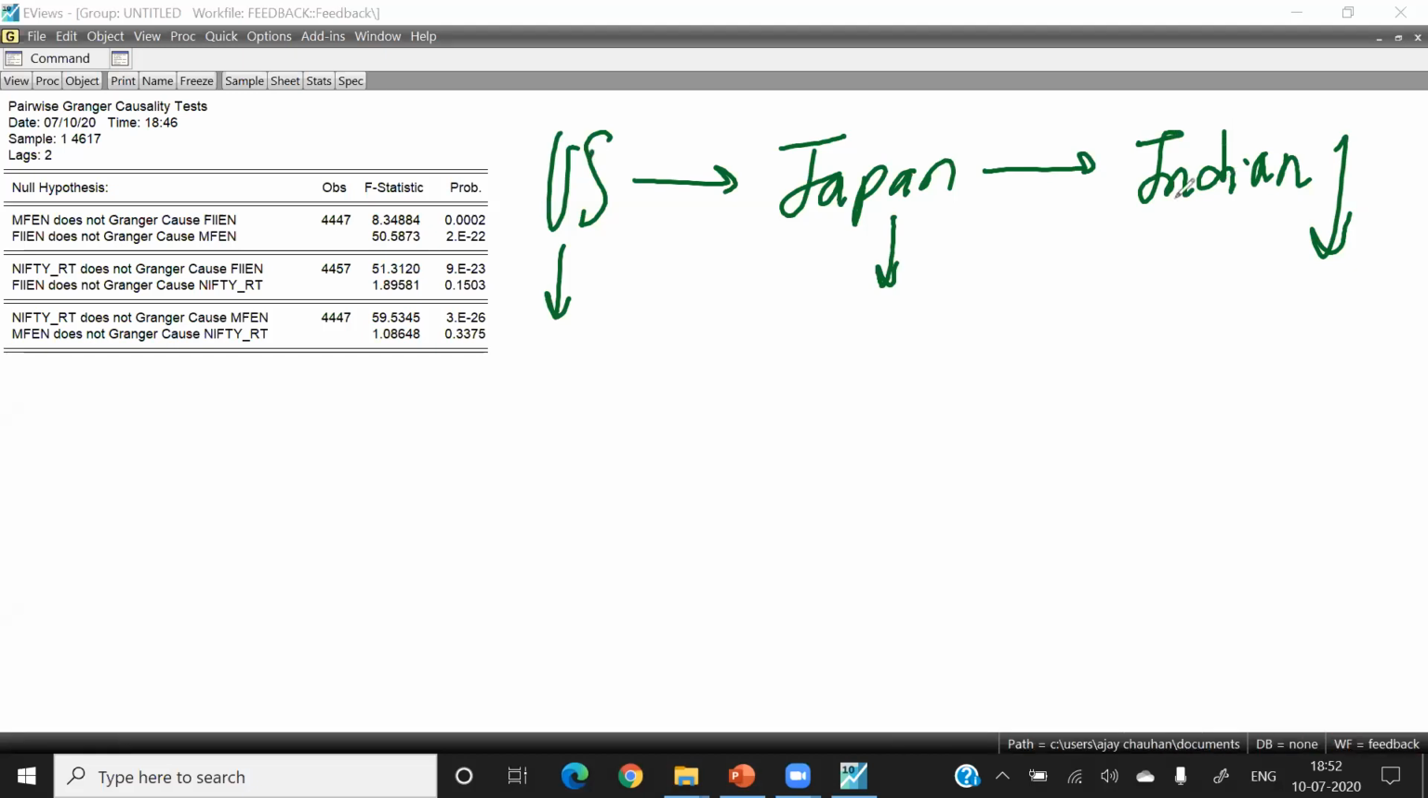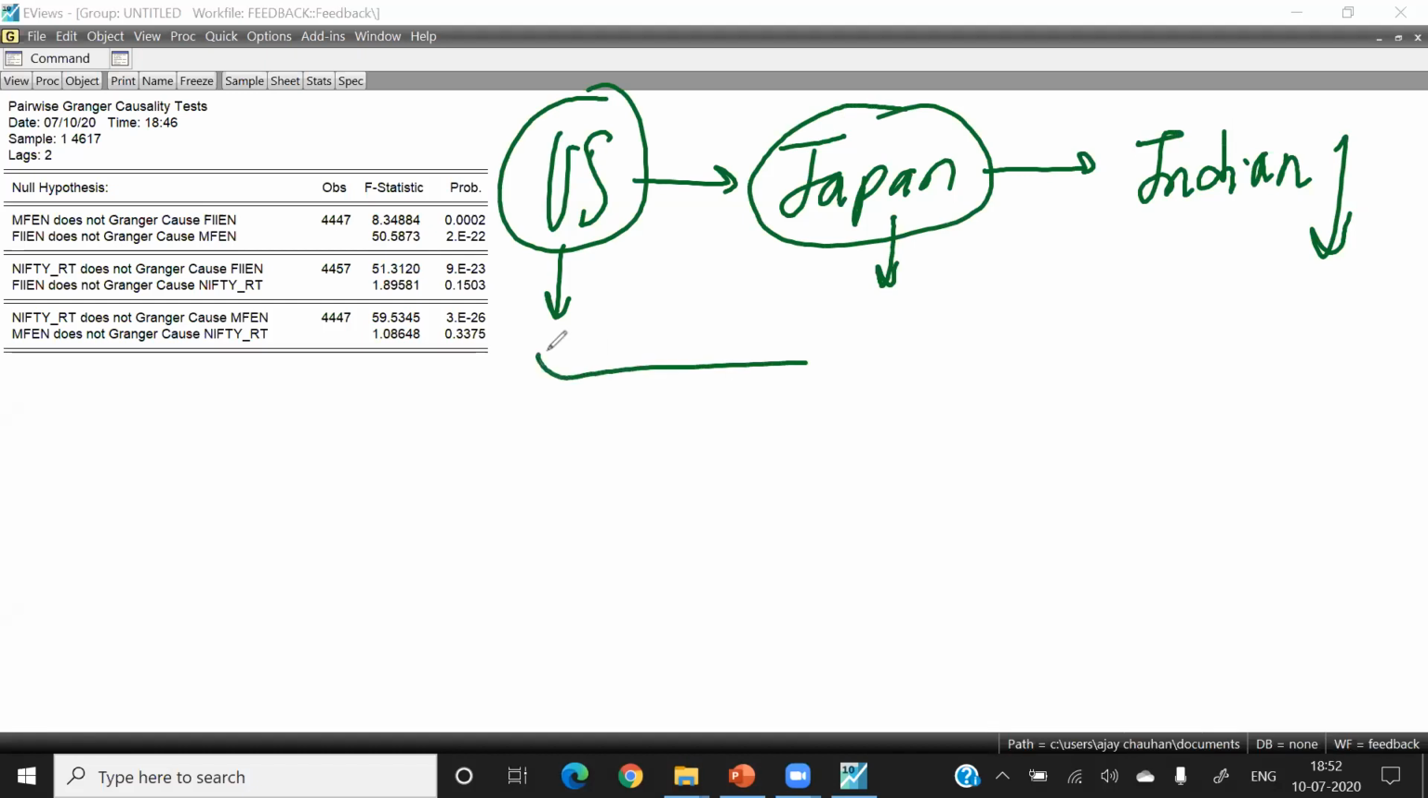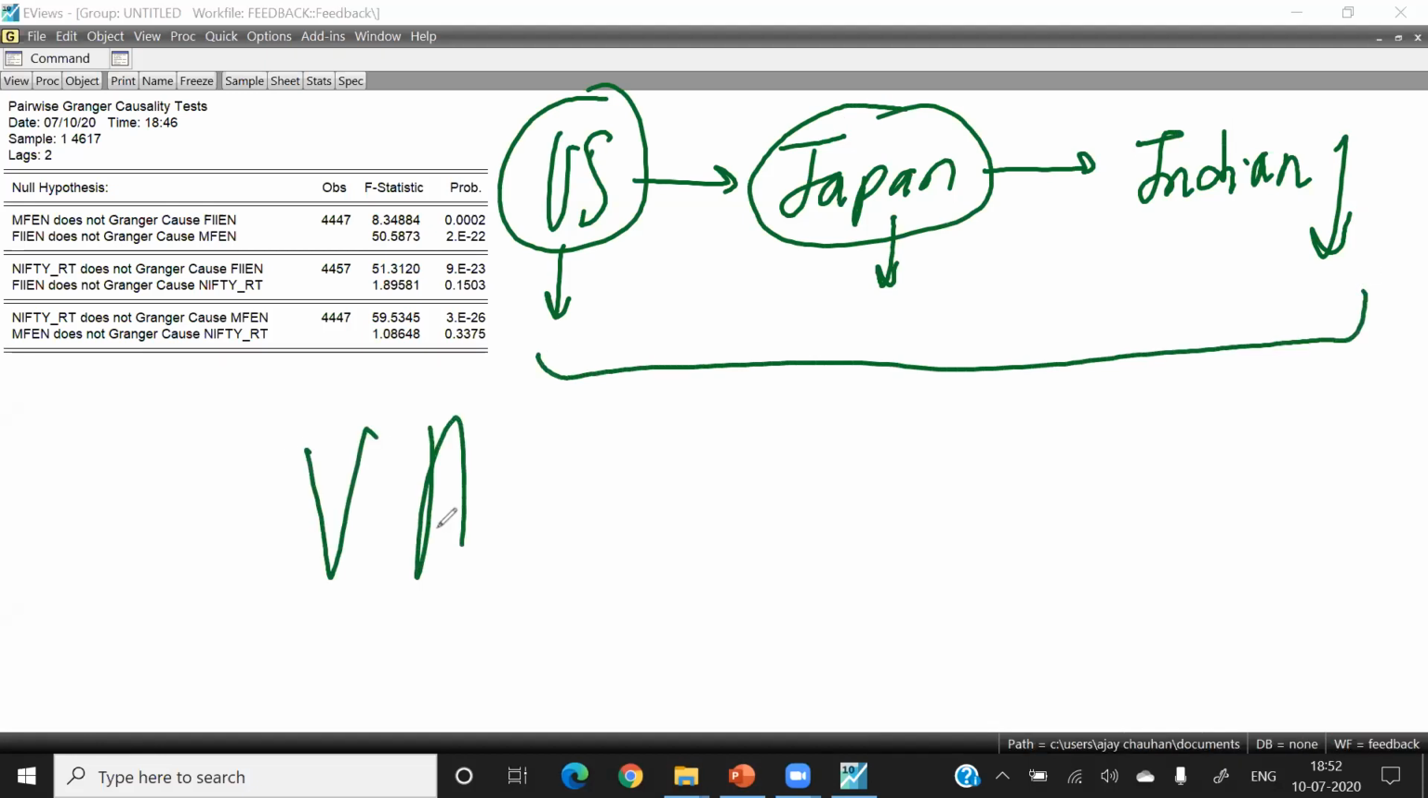So in this case, we should do one thing. We should control US and then see the effect of Japanese on India, or we should control the Japanese market and then see the effect of US on India. So this facility is not available in the Granger causality. That's why all the problems are now solved in a new technique. This technique is called VAR, Vector Auto Regression Model. So let me explain vector auto regression model now.